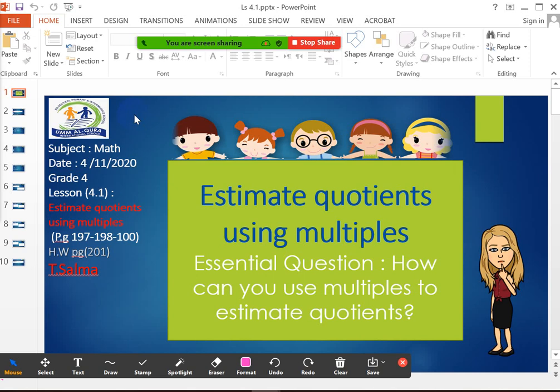Thank you. So, girls, today we will continue the same lesson, how to estimate the quotient using multiples. You remember we talked about quotient, I think on Tuesday. And we said that quotient is the answer for division. We named this answer quotient. So today we will continue the same lesson.